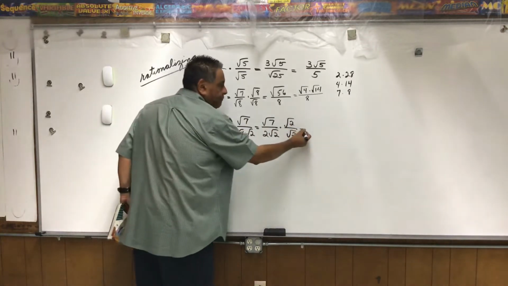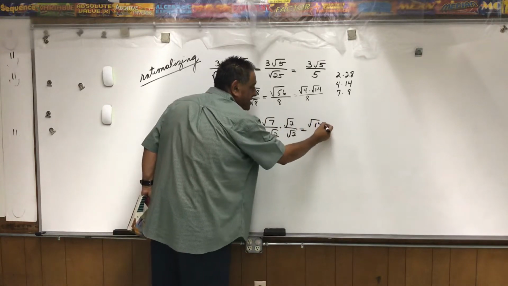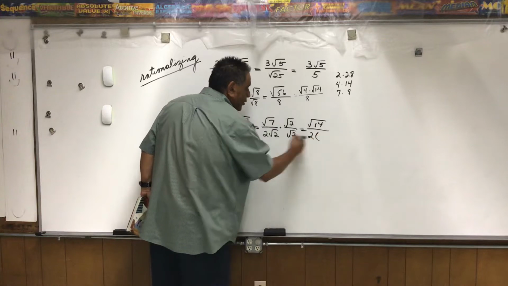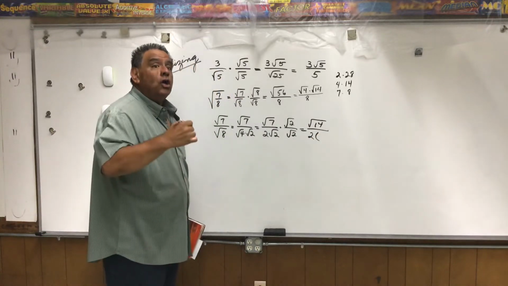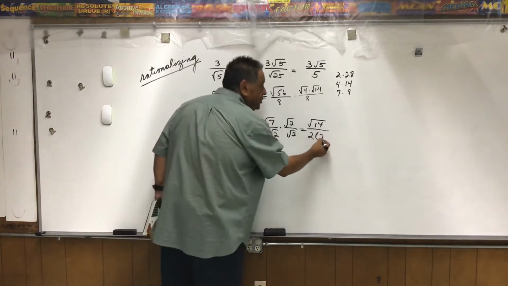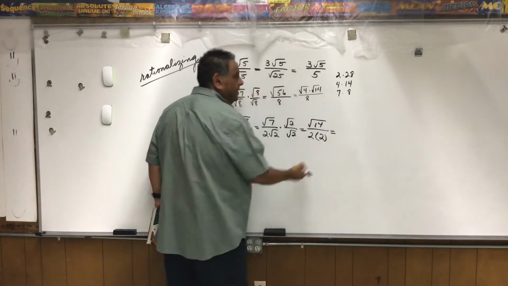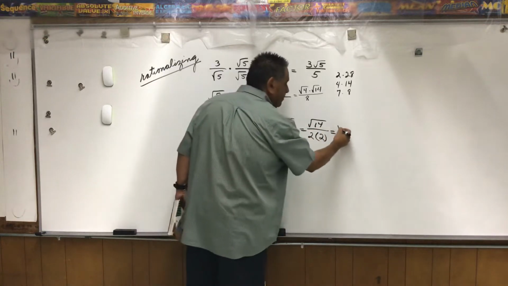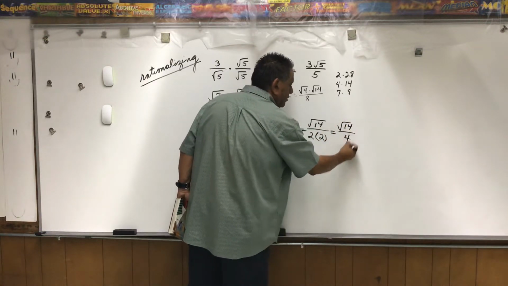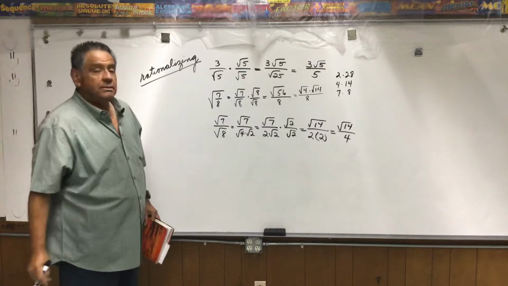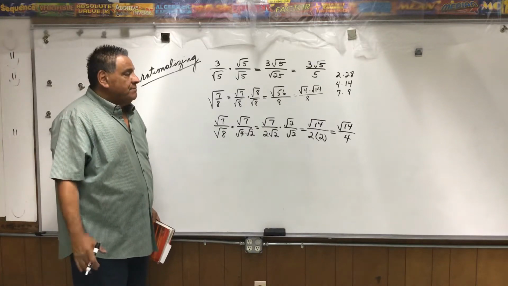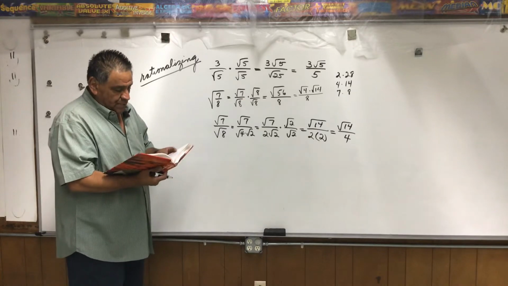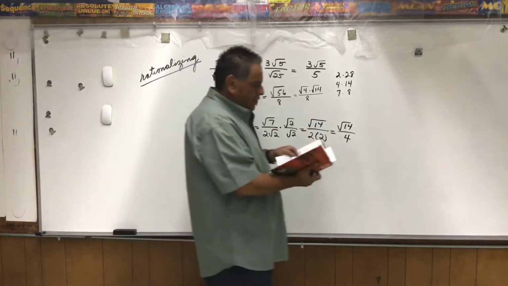Okay, no problem. I can get this. I get radical 14 over, bring the 2 over, don't forget, and radical 2 times radical 2 is radical 4, which is 2. All right? So now, we can simplify here. So you get radical 14 over 4. Same thing. You decide how you'd like to work that out. Now, here's another one that I'd like to show you.